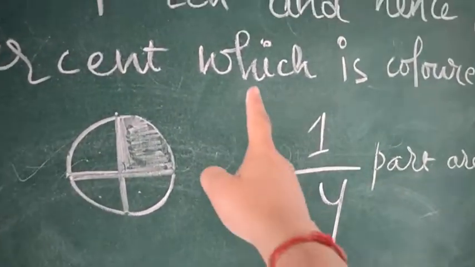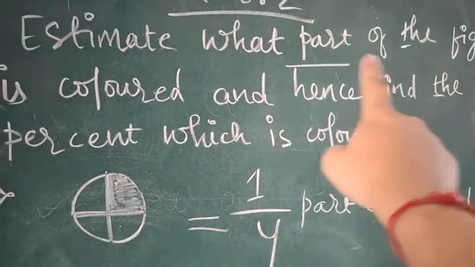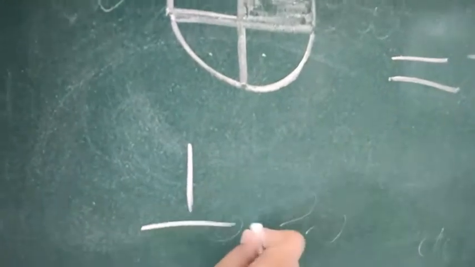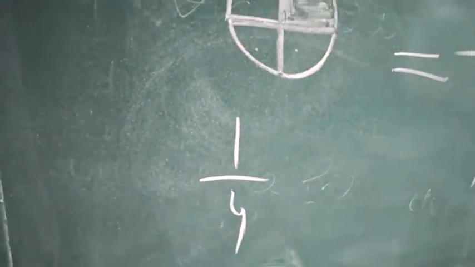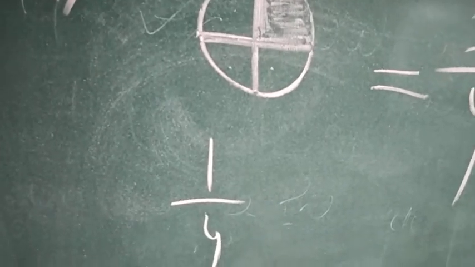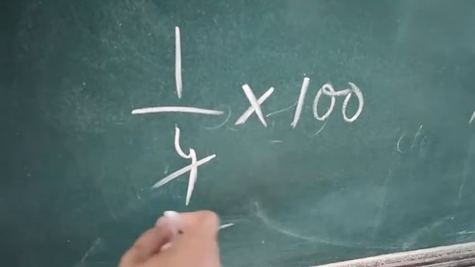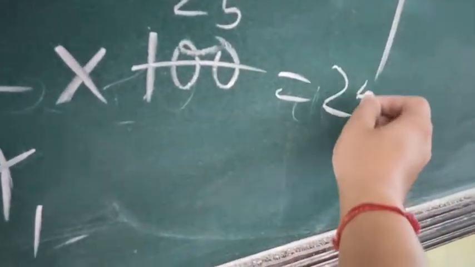Now you have to find the percent. Find the percent which is colored. So you have to convert this into percentage. So whenever you have to convert any number into percentage, what you have to do? What I have told you. You have to multiply with 100, of course. So now 4 ones are 4, 4 25s are 100, so it is 25%.